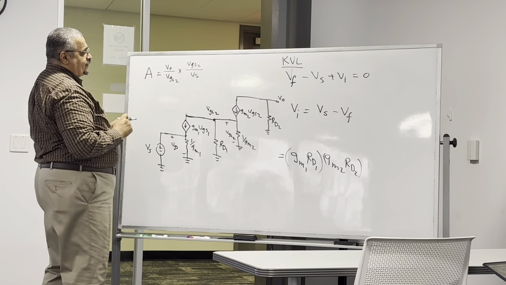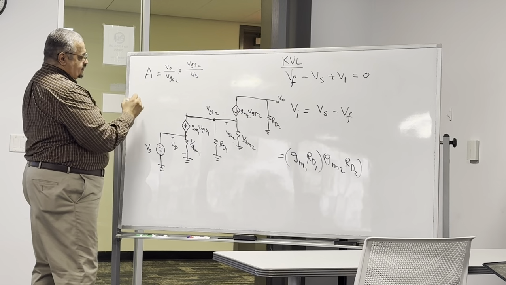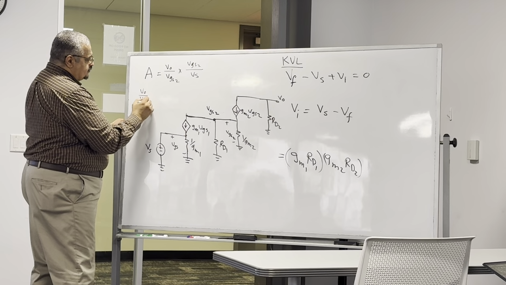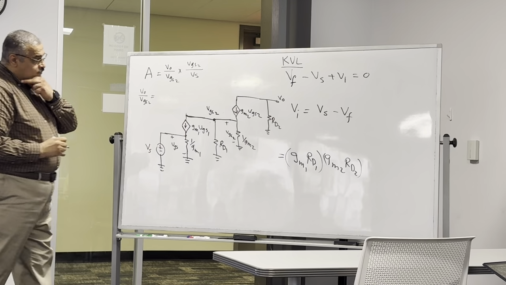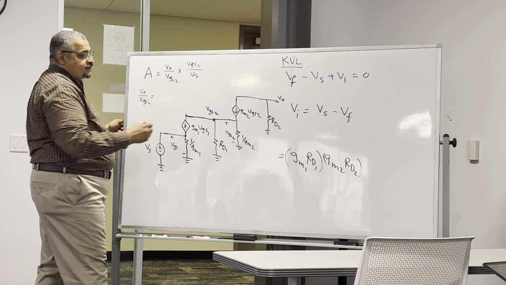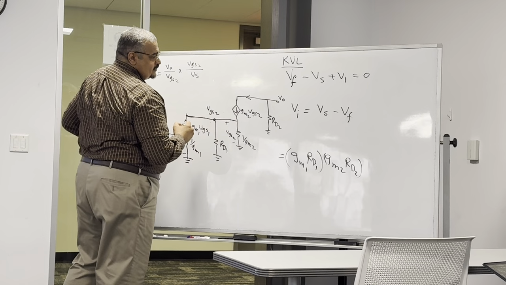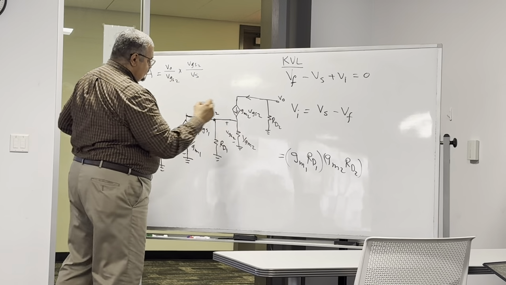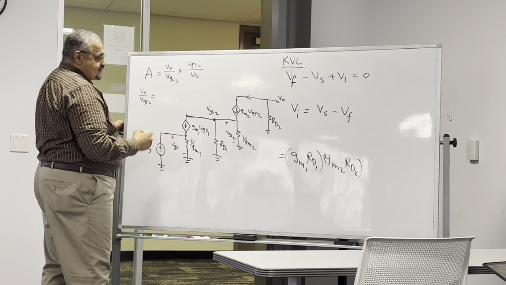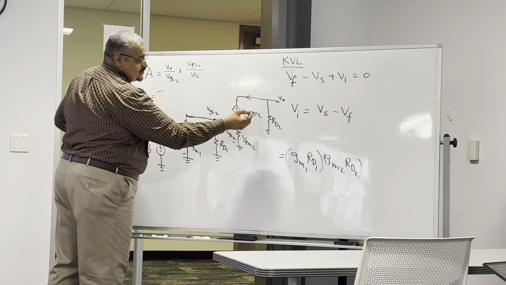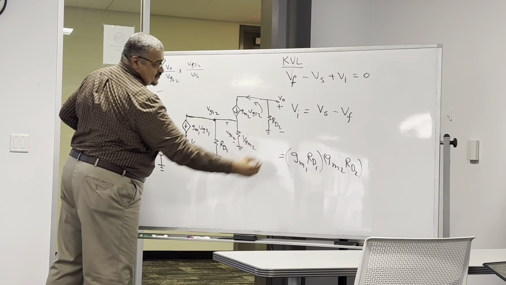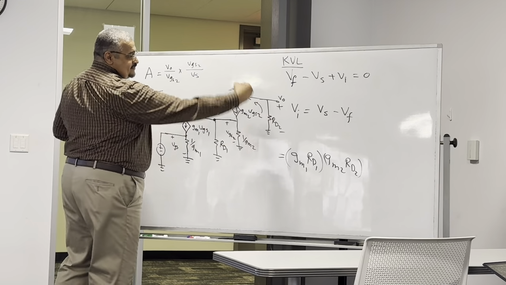Let's take them one by one. What's V out over VGS2? This current is GM VGS2, right? So V out is this current times this resistance, but with a negative sign, because this current is going to go this way, making this positive and this negative. However, V out is measured this way, so there's a negative sign.